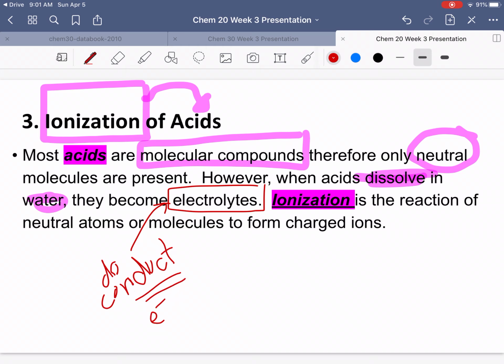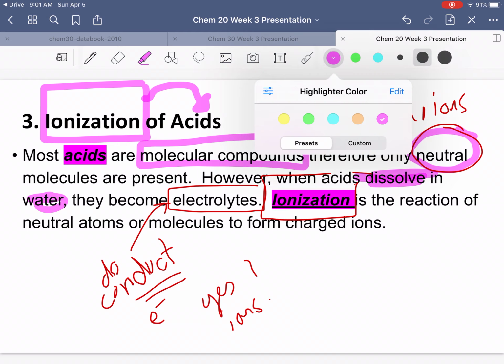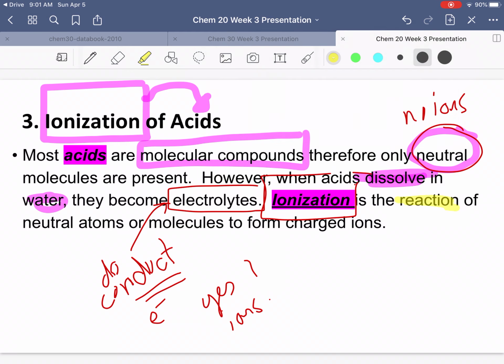How else would this occur? So think about how weird this is. They start neutral, no ions, and they end as electrolytes, which means, yes, ions. That's weird. That must mean that a process is occurring that is different than separation, different than simple dissociation, and we call this ionization. And ionization is actually a reaction, where these neutral atoms become charged ions.